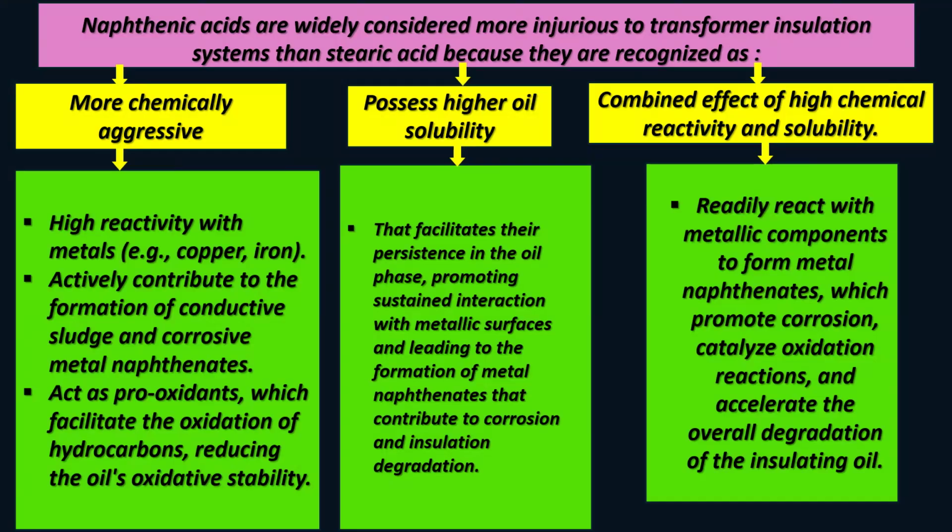Naphthenic acids are widely considered more injurious in transformer insulation systems than stearic acid because they are recognized as, number 1, more chemically aggressive, number 2, possessing higher oil solubility, and number 3, the combined effect of high chemical reactivity and solubility. Under the more chemically aggressive situation that prevails, high reactivity with metals, as for example copper and iron, actively contributes to the formation of conductive sludge and corrosive metal naphthenates, and they act as pro-oxidants which facilitate the oxidation of hydrocarbons, reducing the oil's oxidative stability.